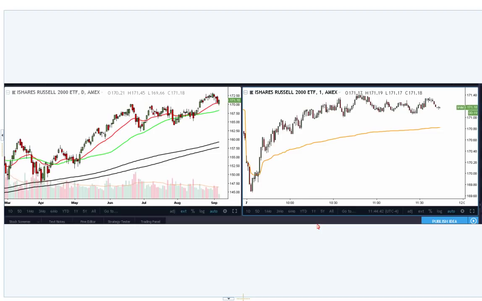So when the small caps are also going higher and the market's going higher, that means people have money to invest, right? People have money to invest. So there's more money coming into the market. So that's a good sign.